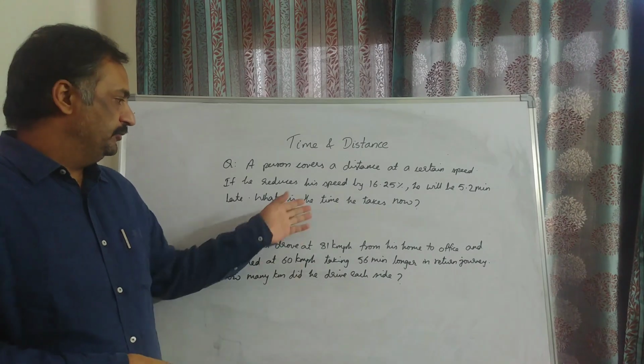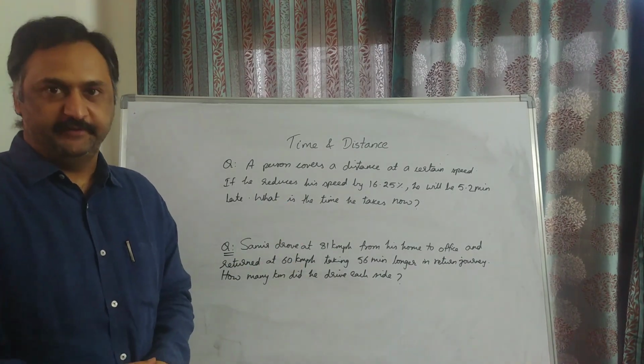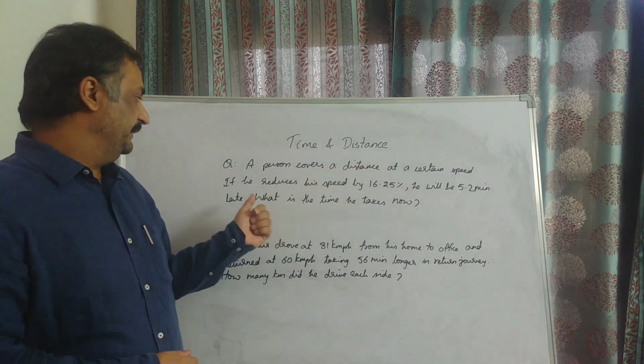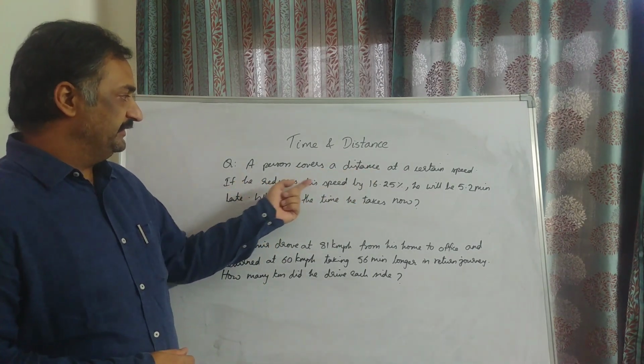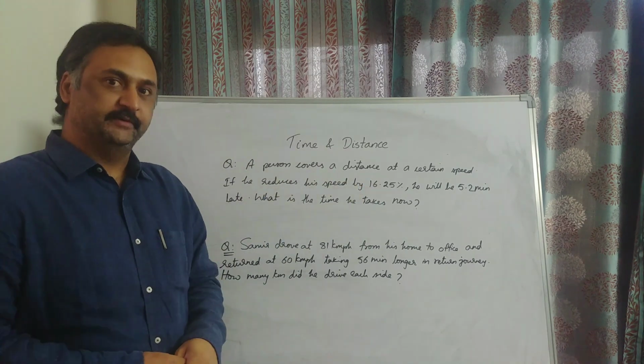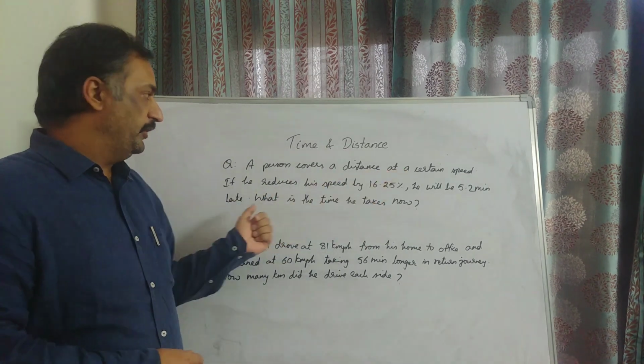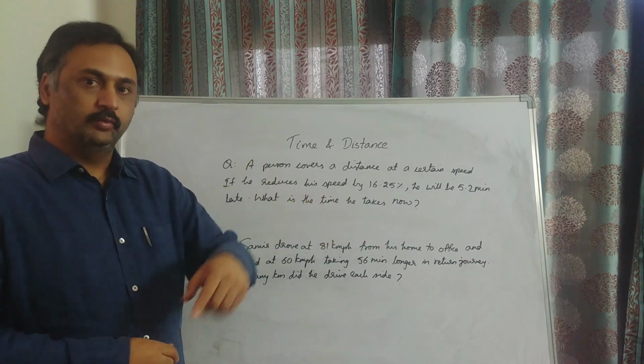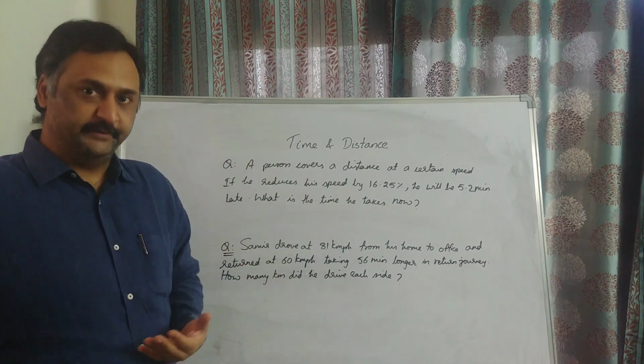Let us see a few more examples from the same module of time and distance. A person covers a distance at a certain speed. If he reduces his speed by 16.25%, he will be 5.2 minutes late. What is the time taken now? Now means after decrease of the speed.